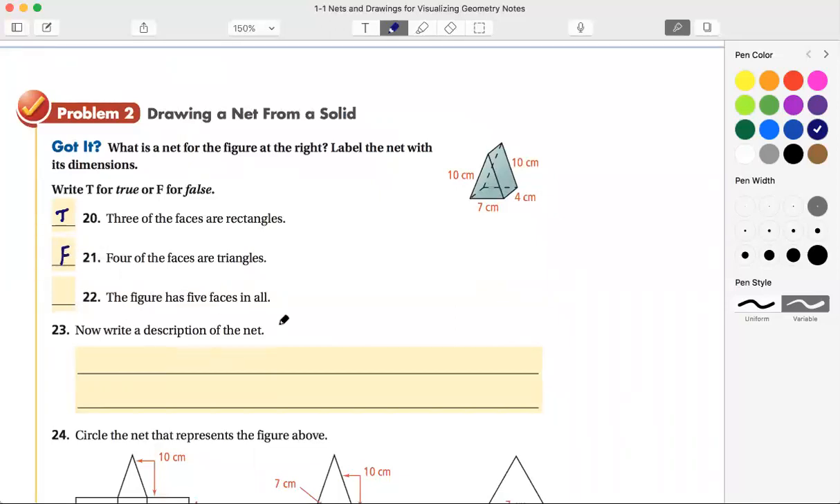The figure has 5 faces in all. Let's count them. The bottom is 1, 2 sides, 3, 4 sides. So I'm getting 5 sides. So this is true. Now write a description of the net. All right, so the net has 3 rectangles and 2 triangles that fold to form the figure above.